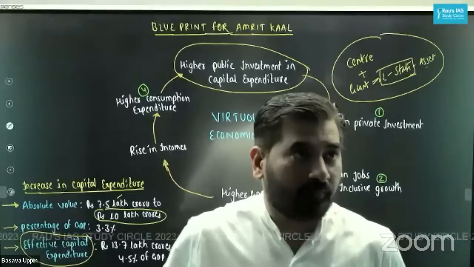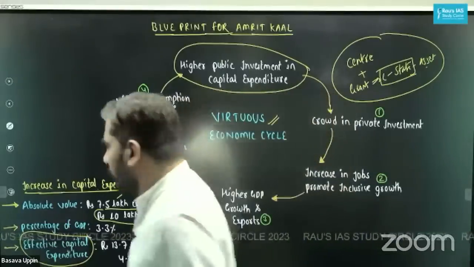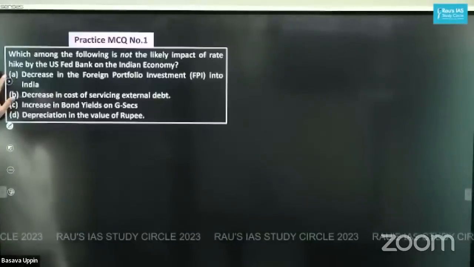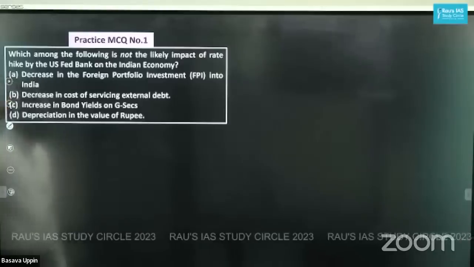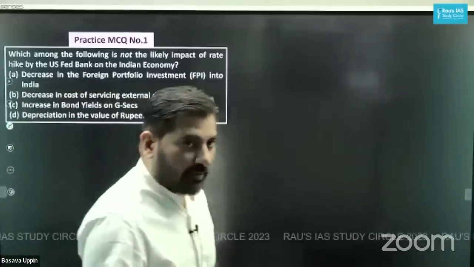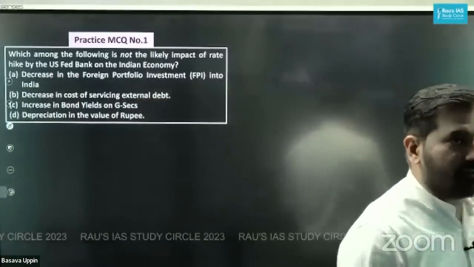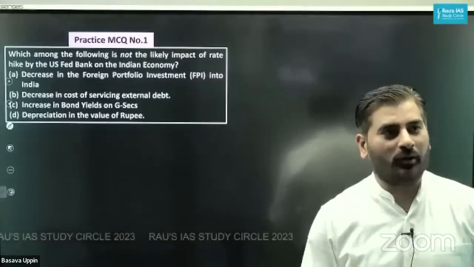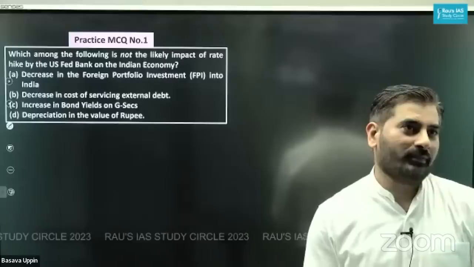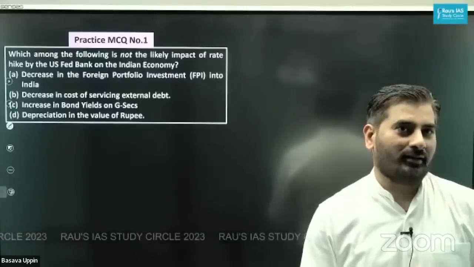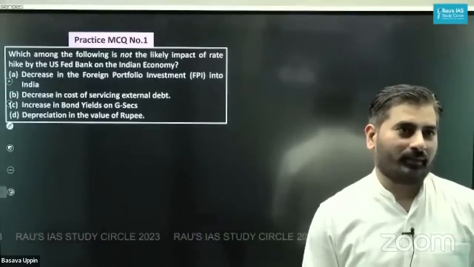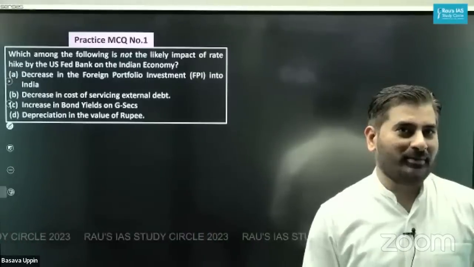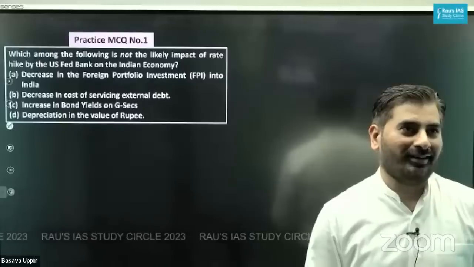Clear? Okay. So let's look at this year's budget, what it has focused upon. Before that, let's take up a practice question. Please have a look at the question. Which among the following is not the likely impact of rate hike by the US Fed Bank on the Indian economy? What do you think is the answer? I'm pretty sure the word not must be creating confusion in your mind, right?